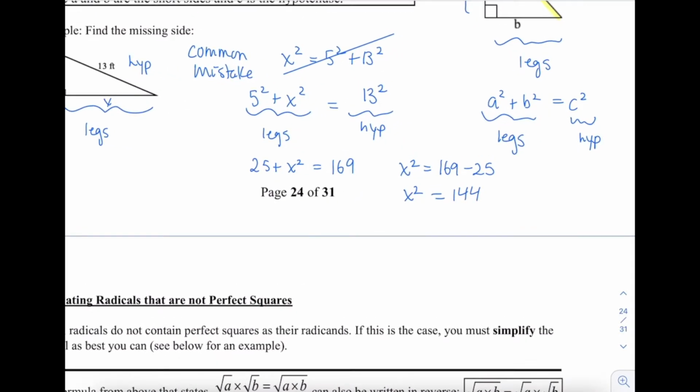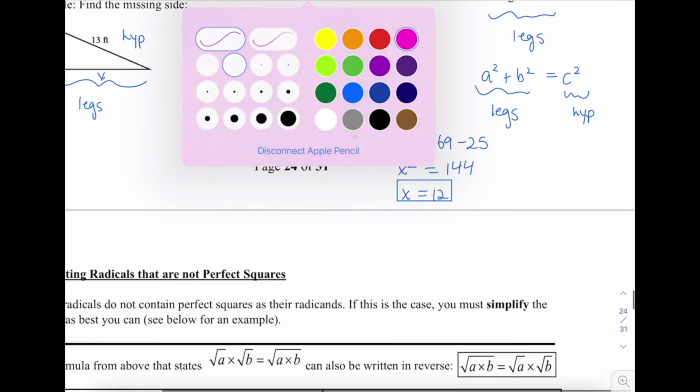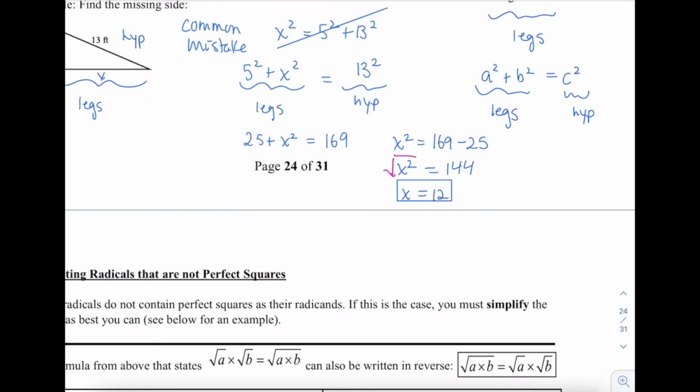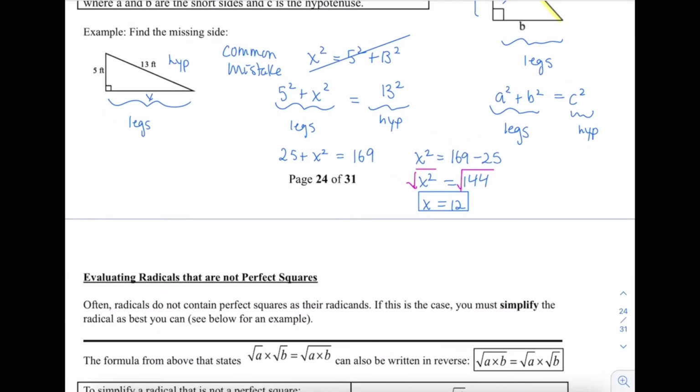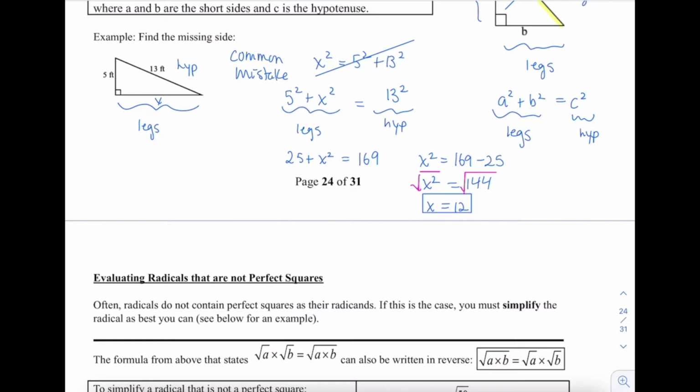So this means that x equals 12. If I take the square root of both sides, maybe actually I'll write that in. So the operation I just did was I took the square root of both sides. And the square root of 144 is 12. So that leads nicely into our next thing, which is the lesson of this unit.